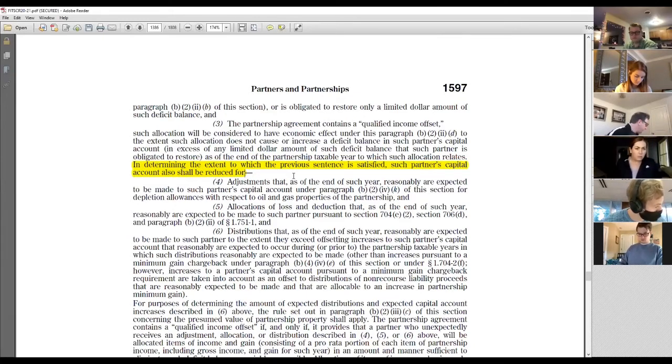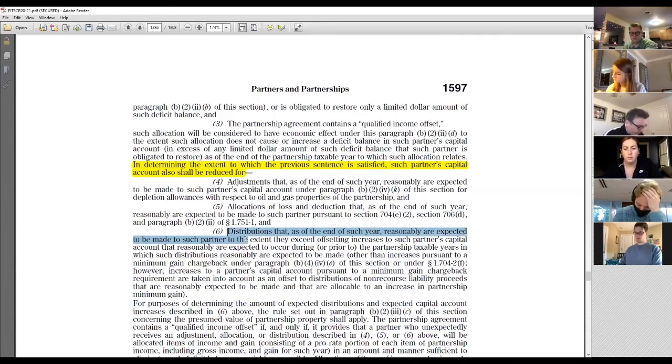So in determining the extent to which the previous sentence is satisfied, the previous sentence is saying, see whether the allocation would drive you into a DRO situation, into a deficit balance situation. You adjust the partner's capital account. So again, this is a hypothetical adjustment, and you sort of anticipate, you take into account, you accelerate for this purpose these distributions. Distributions in the future that are reasonably expected to be made to the extent they exceed offsetting increases to such partner's capital account.